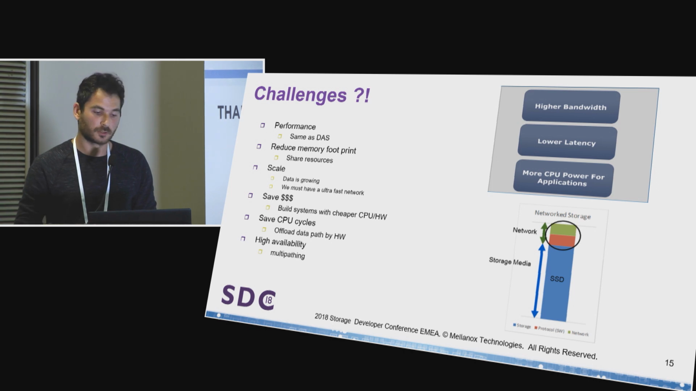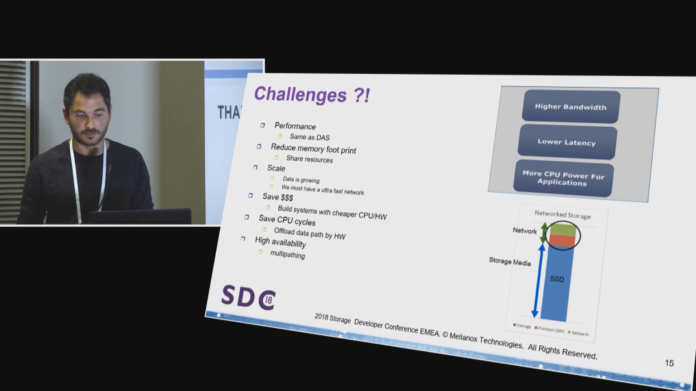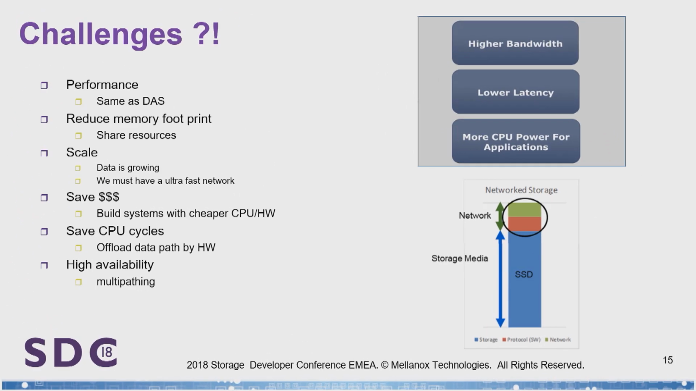We want to scale, we want to grow, data is growing, we want to have a very fast network in order to adapt to the data that's growing every day. We want to save money, we want to build cheap storage systems, and we want to save CPU cycles. We want to allow the CPU to do other stuff than only doing I/O operations of NVMe over Fabrics or some different protocol.